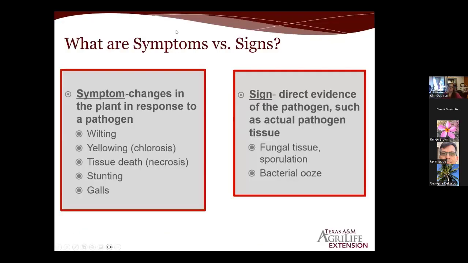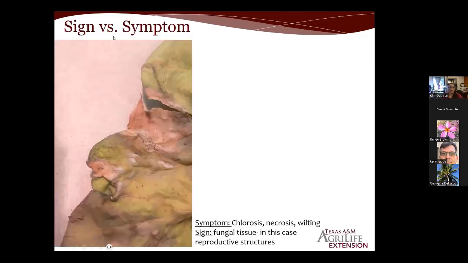All right. So symptoms are changes in the plant in response to the pathogen, like wilting, yellowing, tissue death, stunting, which is when it's smaller than it should be, and galls, which are malformed growths. Signs are direct evidence of the pathogen, like actual pathogen tissue. This includes fungal tissue, like reproductive structures or sporulation, and bacterial ooze. So here's an example of signs versus symptoms.